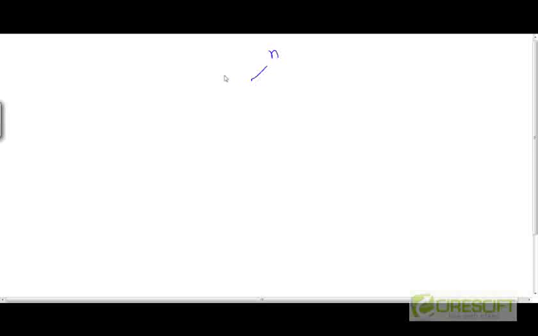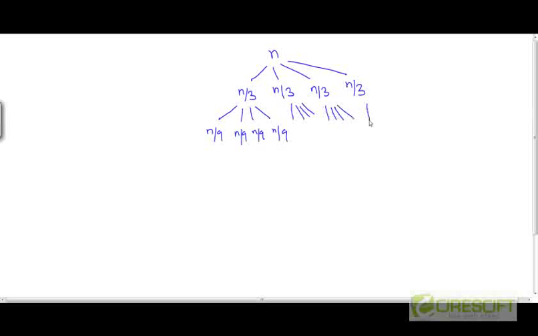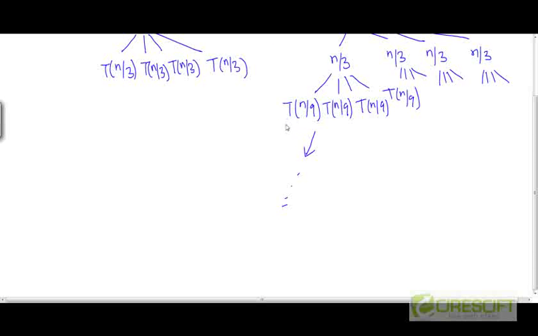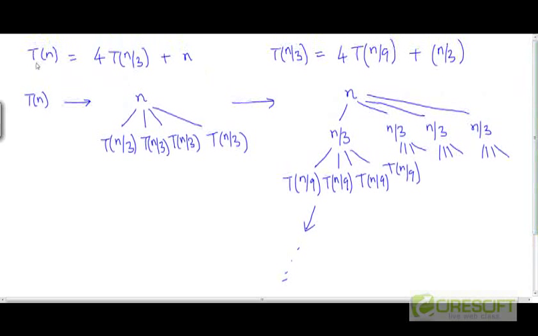N will be the root. It's going to have 4 children, n by 3 each. Each of these children will have 4 children, each with a cost of n by 9. And that's because when we expand T of n by 9, we are going to get T of n by 9 is 4 times T of n by 27 plus n by 9. So n by 9 will be the value with which we'll replace T of n by 9, and we'll have 4 children, each corresponding to a subproblem of size n by 27.